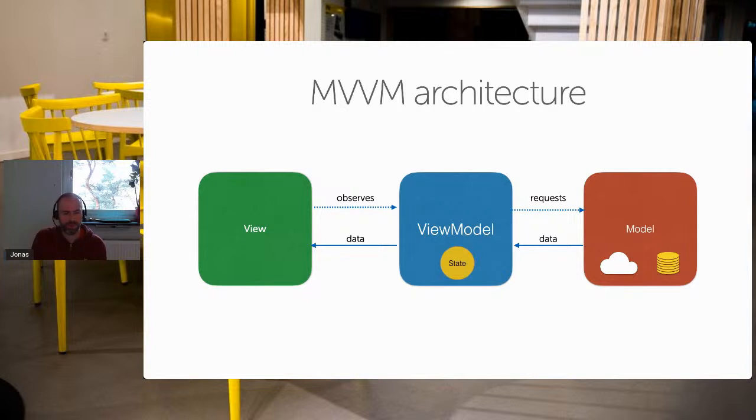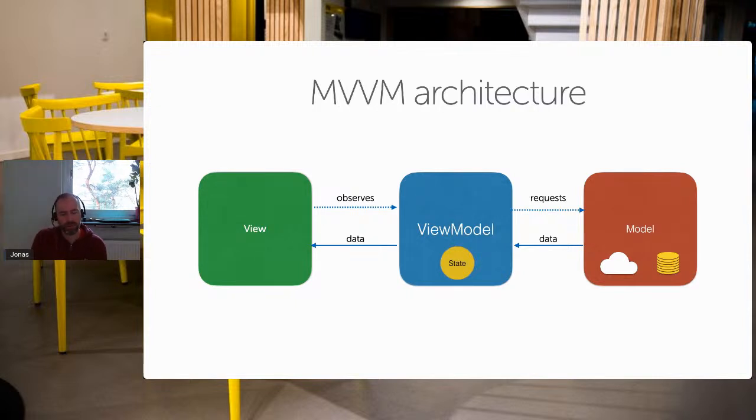For this, we will use the MVVM architecture, which Sergey will talk a bit more about later also. Basically, the view observes a view model, which then emits data whenever it's ready. The view model itself then requests data from the model, which fetches data from the cloud or maybe a bundled database.